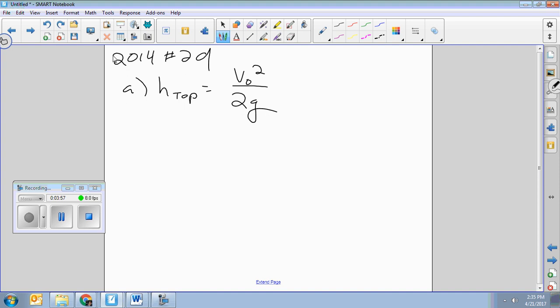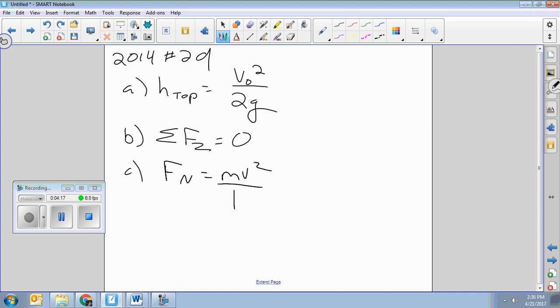All right, part B wants to know the net force in what we call the z direction, right? The direction out of the table. So that was 0, once it's on the table. Part C, you had to come up with an expression for the normal force. Does anybody need me to run through this? That it's mv squared over capital R?